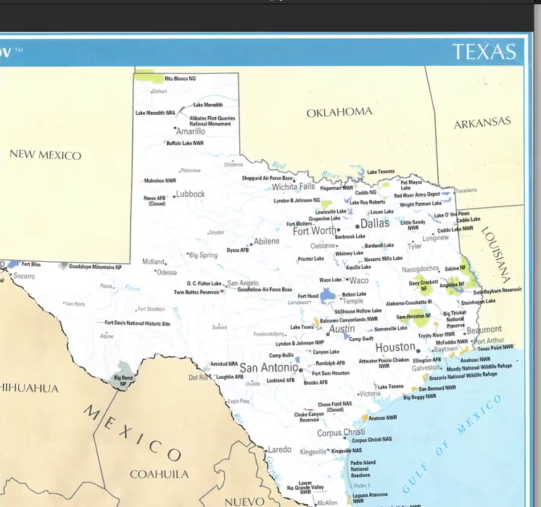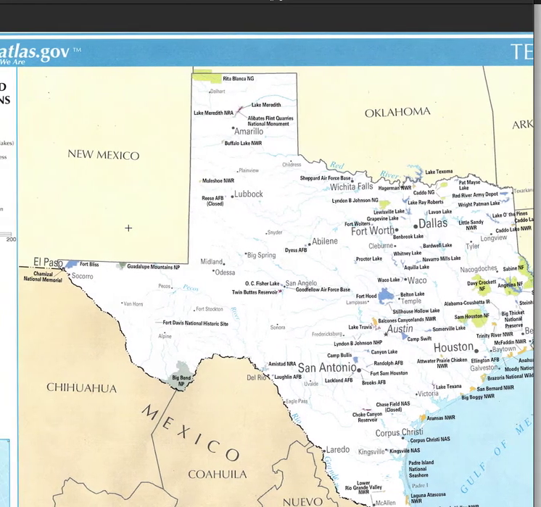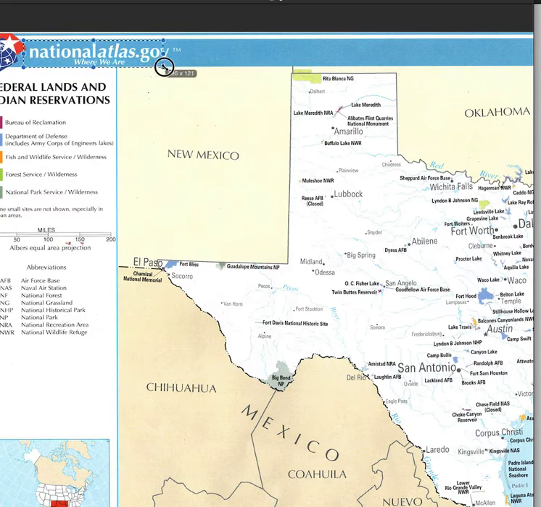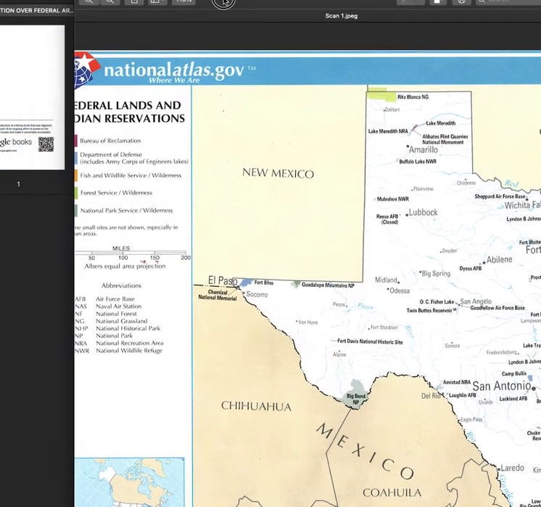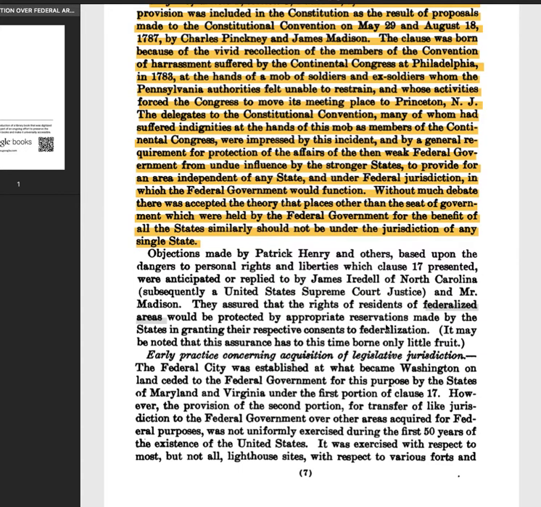Okay, so these are the federalized areas, these lands ceded, and this is from National Atlas, which the website no longer exists. Last time I went there, it said it expired. I don't know how the government expires websites. I mean, they could just put it under something else and still keep all the same maps, but I can't find them. But those are the rights of the residents in the federal areas would be protected by appropriate reservations made by the states in granting their prospective consent to federalization. So those prospective areas had people living on them that weren't part of the federal government, and they needed to be assured that those people would still have their rights. And those are the residents of the federal areas.